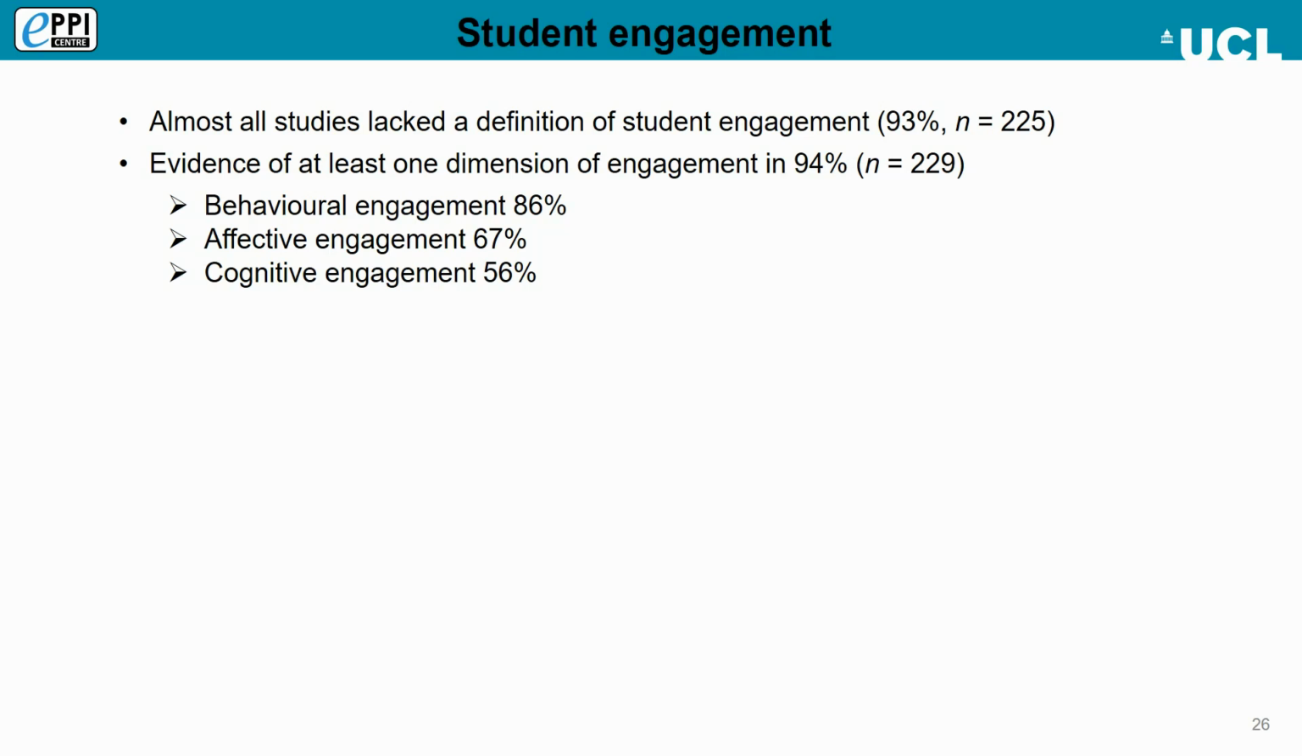We found behavioural engagement to have the highest prevalence, which was 86%. However, of course, those facets of behavioural engagement are also the ones that are more visible, perhaps more observable, more measurable, and so that may explain not only the fact that we found more than the other 2 domains, but the fact that perhaps they've also been researched more often. Affective engagement was found the second most prevalent at 67%, followed by cognitive engagement at 56%.